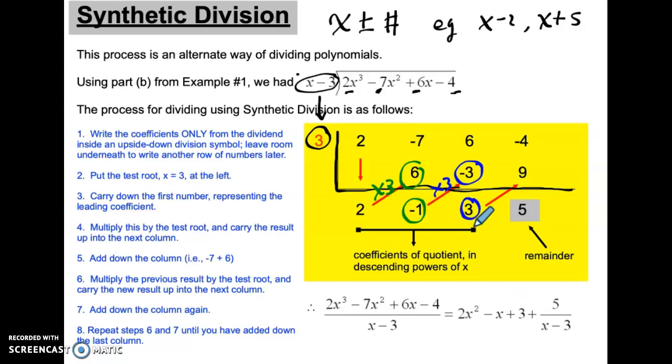Okay, then same thing all over again. Multiply up, so times 3. Add the column. That's how I got the 5. And then we're actually done the division. We can just read off of our answer.